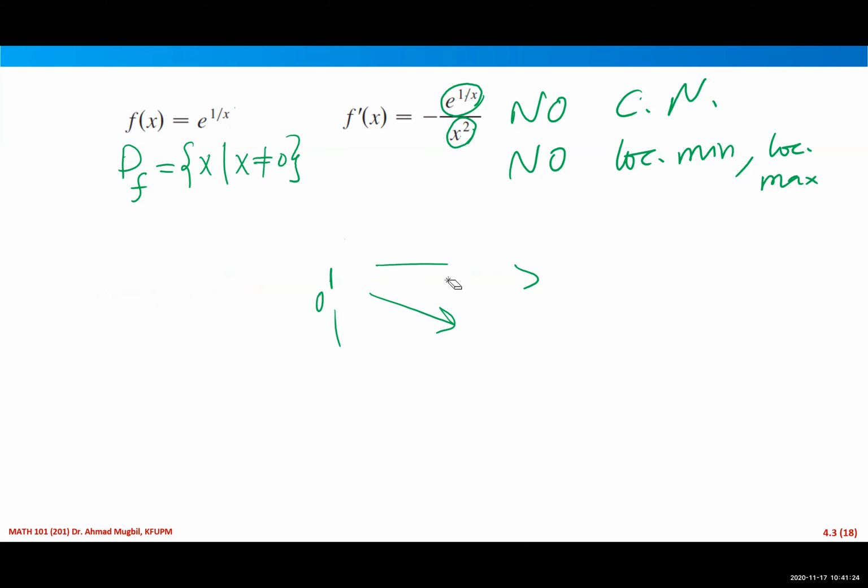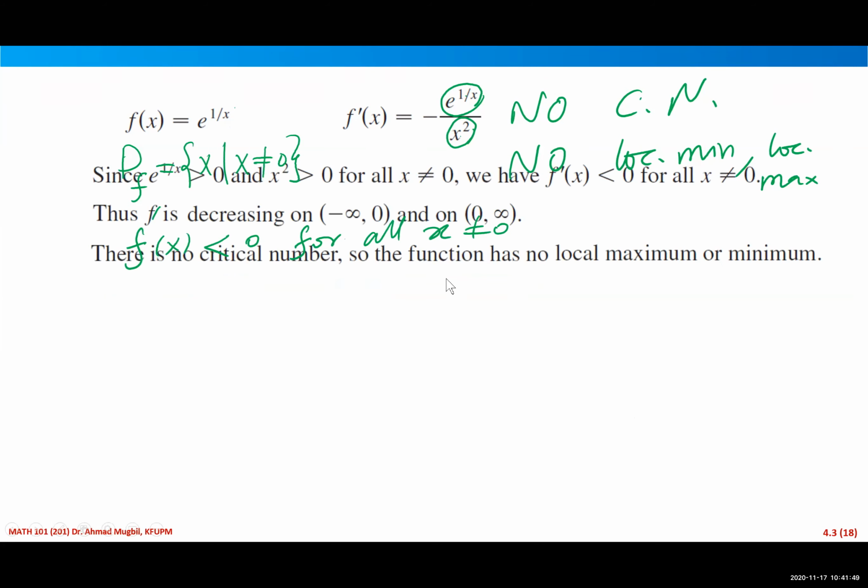Excellent. So what we say here is that the second derivative is negative for all the values in the domain, for all x not equal to 0. So it is always decreasing on the domain. Now, if you want to do more, if you want to know where it is concave up and down, you can find the second derivative. And this is what we mentioned.